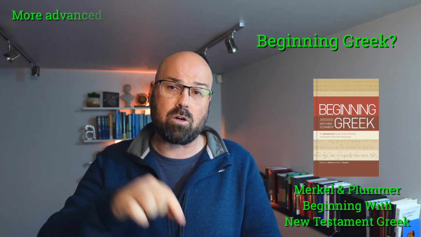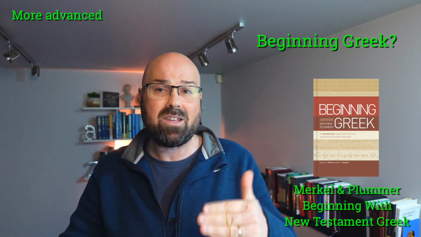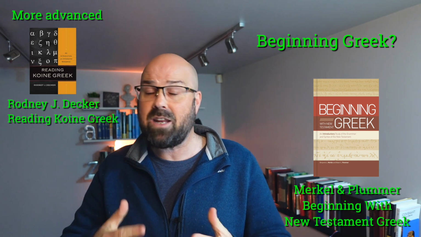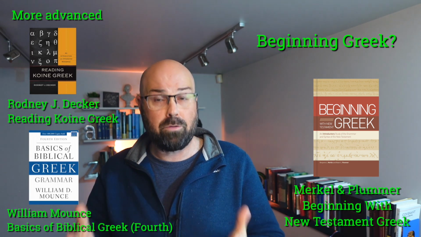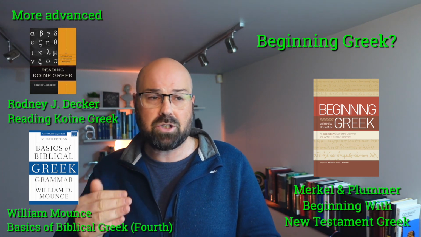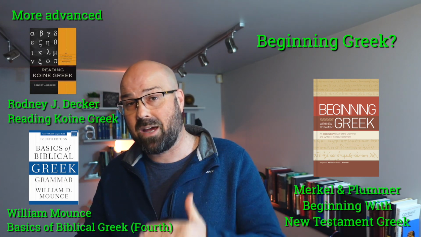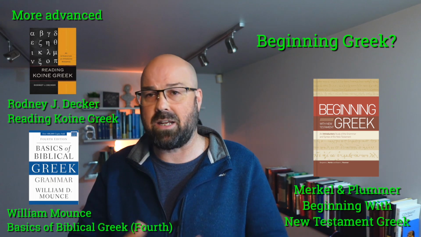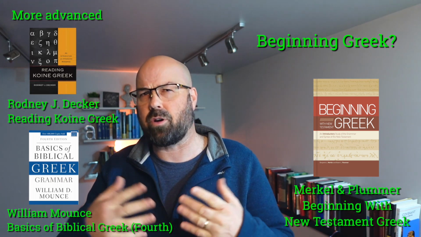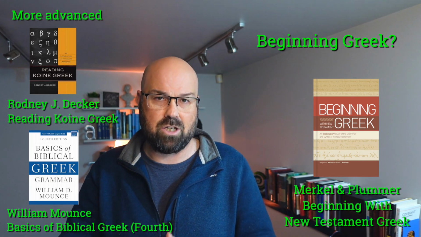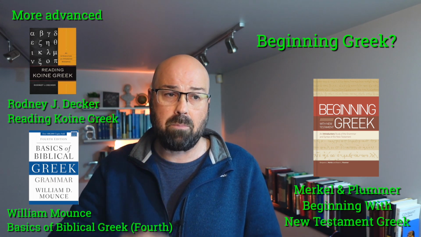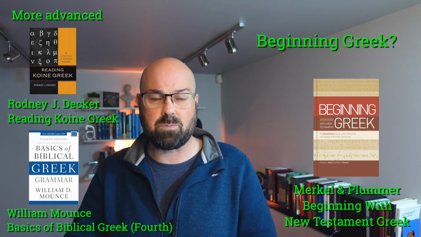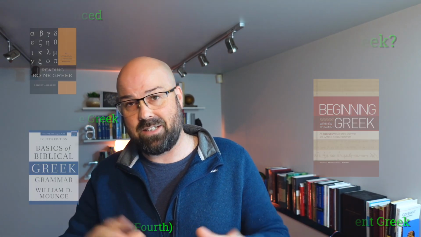So I recommend that. However, I do recommend that you get a more advanced grammar to go with it, and either Decker, Rodney Decker's Reading Koine Greek, or Bill Mounce's Basics of Biblical Greek 4th edition are good options. Personally, I would prefer Decker over Mounce, but that's just me. I think Decker is a better and more up-to-date and more cohesive approach to Greek, generally speaking, as well. Either of those is good though, so get two. Buy Merkel and Plummer for beginning with New Testament Greek, and then maybe Decker as a secondary grammar.